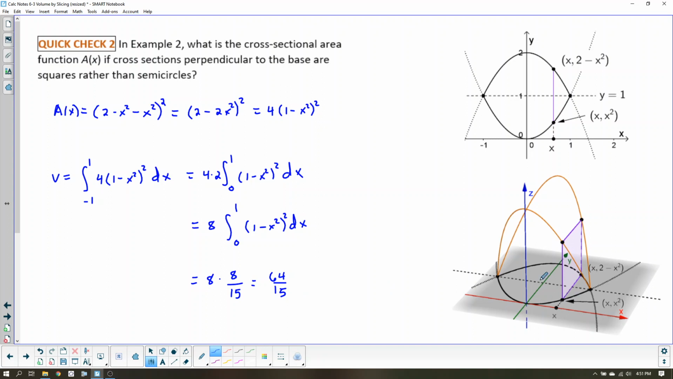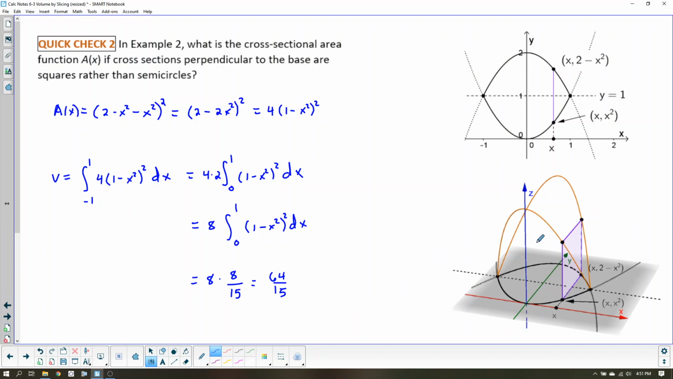So again, totally different region. Yes, it does have the same base, but you can see changing the shape, whatever individual cross-section you're getting, just seems to give it a scalar multiple of the original one that we found. Okay, so this is the basic idea behind the general slicing technique.